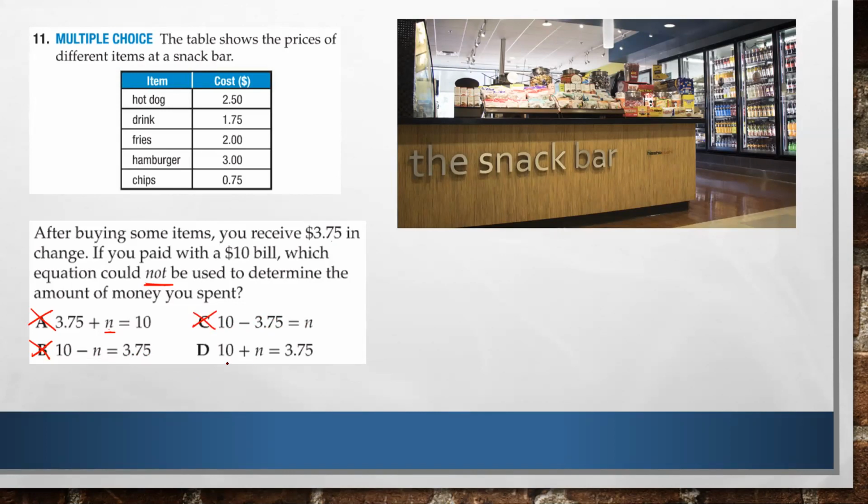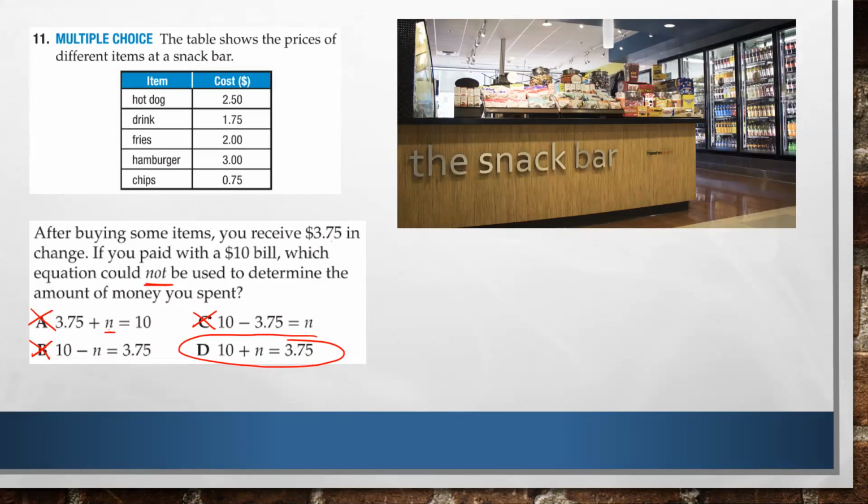This one says take the $10 bill you had, add how much you spent, and then you should get $3.75. Well, that's not possible, right? You can't add how much money you spent and then end up with less than what you started with. Well, it would be negative, but you can't spend a negative amount of money. So this one here is the equation that we could not use to determine the amount of money we spent.